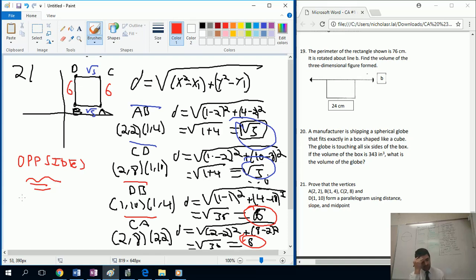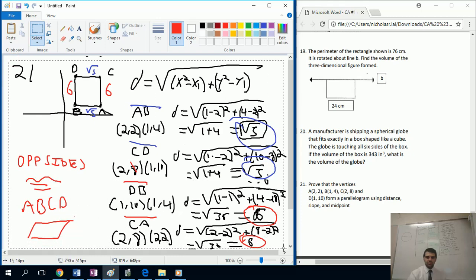So that's one part of 21. Let's do the other part of 21. So opposite sides are congruent, and therefore ABCD is a parallelogram. So that's using the distance formula to prove it. Let's use the next one.